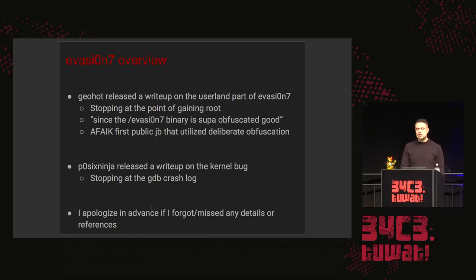Now, POSIX Ninja, who found, as far as I know, the kernel bug, did a write up on it. It's on the iPhone wiki, and he basically describes the bug, and he stops at the point where he gets a crash log from GDB. So he doesn't say anything about how to exploit it.